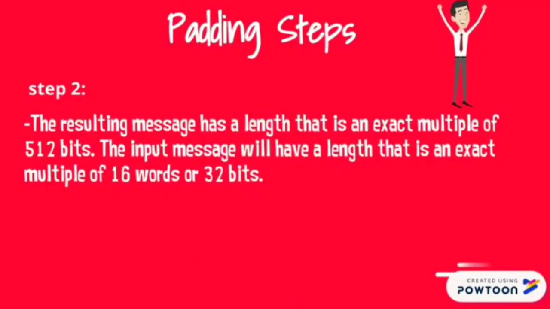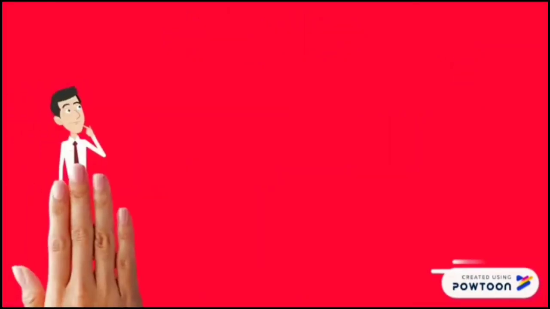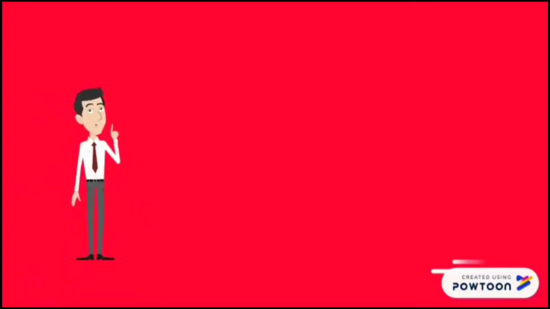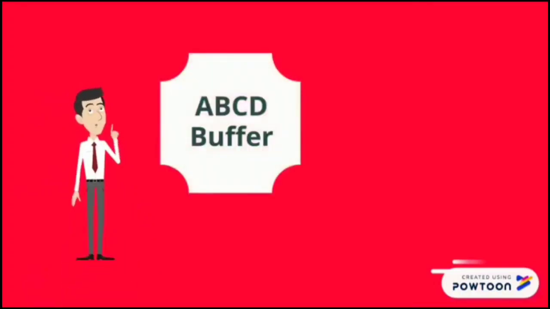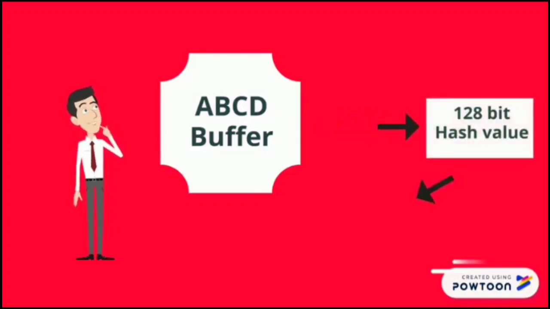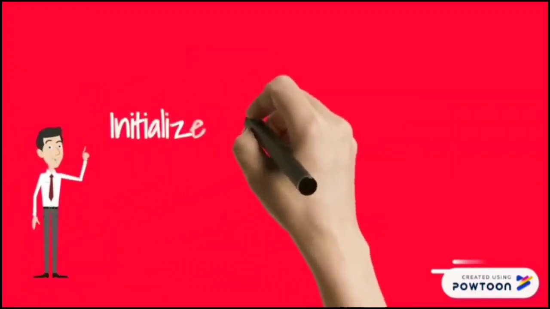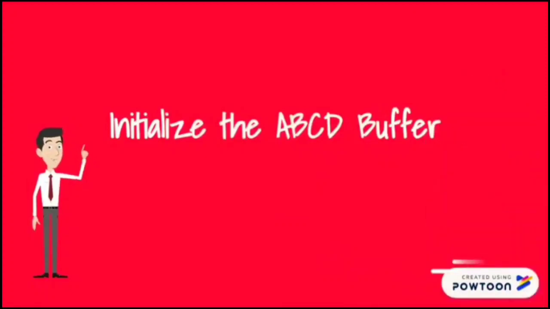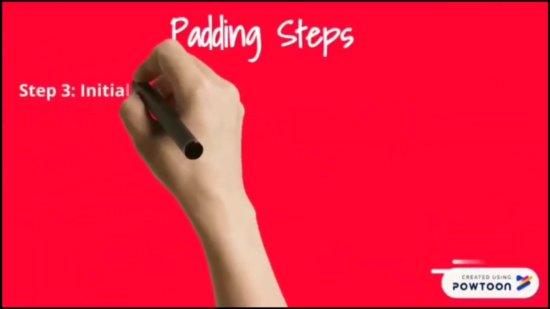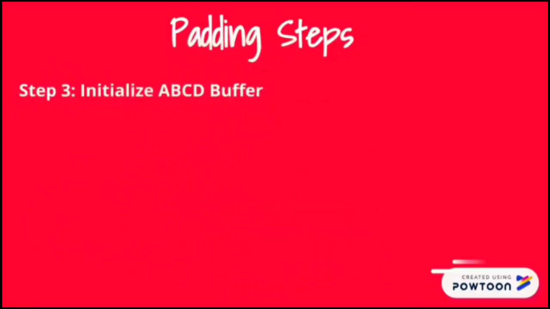So this is the second process. As you remember, the implementation process requires a buffer called the ABCD buffer to give outputs of a 128-bit hash value from the blocks of the original message. For this, we have to pass to the third step. The third step requires an initialization of the buffer.